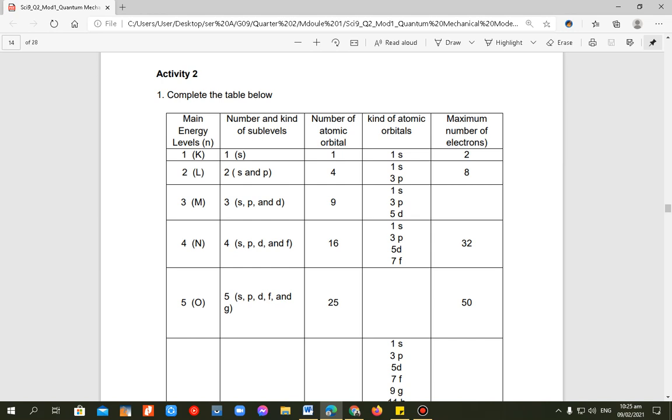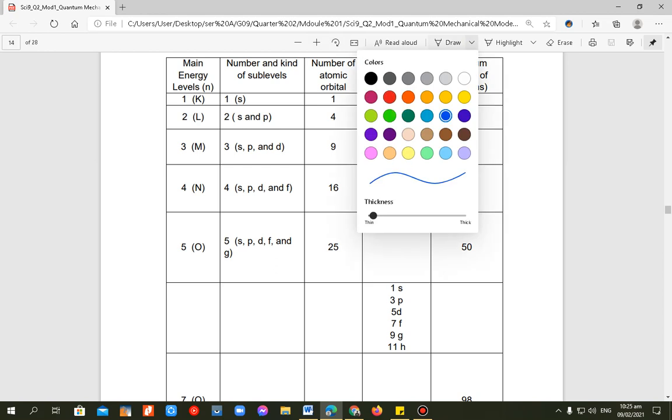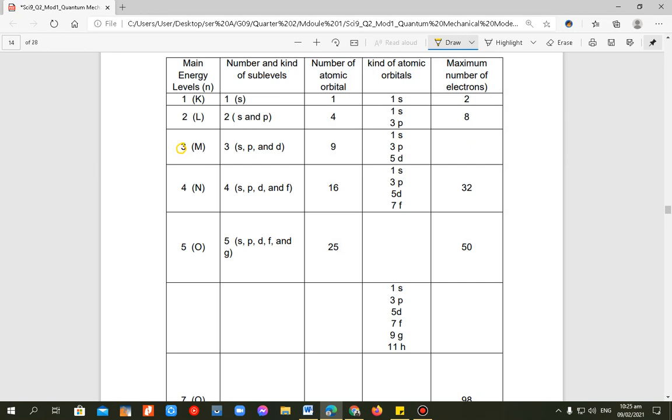Then, number of atomic orbitals, paano po nakuha yung number of atomic orbitals is that 1 times 1 is equal to 1. 2 times 2 is equal to 4. Let me draw. 3 times 3 equals 9. 4 times 4 is equal to 16. 5 times 5 is equal to 25.